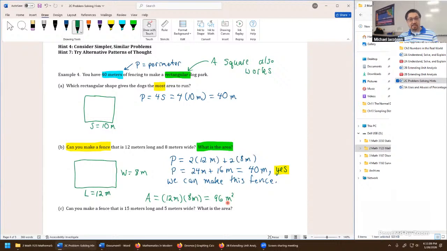And we said it's going to give us the optimal area, so we're expecting more than 96 meters squared. Let's check this out. Area is going to be S times S, or just S squared. So take 10 meters times 10 meters. This gives us 100 meters squared. And yeah, that definitely beats out the 96 meters altogether.